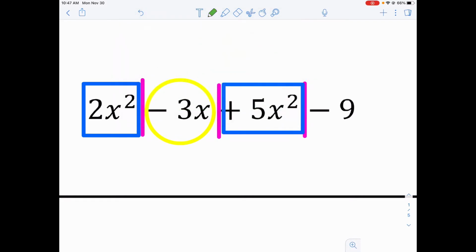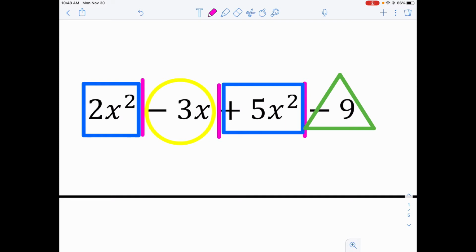Changing colors, changing shape, I'm going to put a triangle around negative 9. Looking at this, there is no variable with this, which makes it a constant. And I said earlier, all constants are considered like terms. So now the last thing for you to do is to go through and link the like terms together. So I'm going to find the boxes that I've already identified my like terms in, or my circles or my triangles or whatever my shape, and link them.